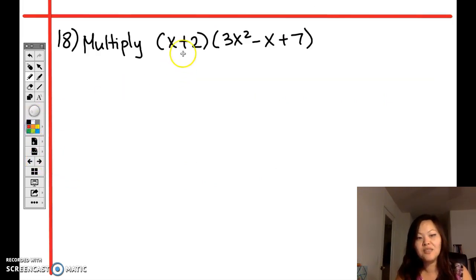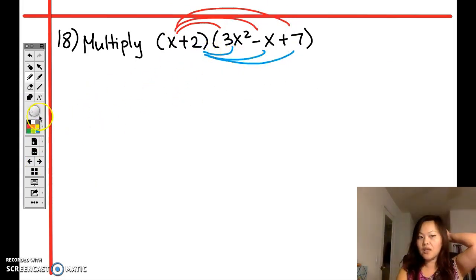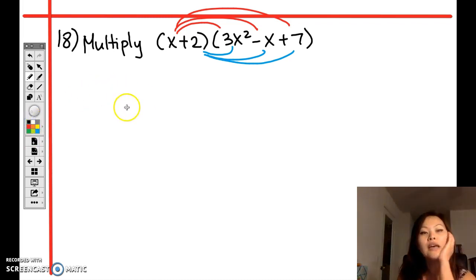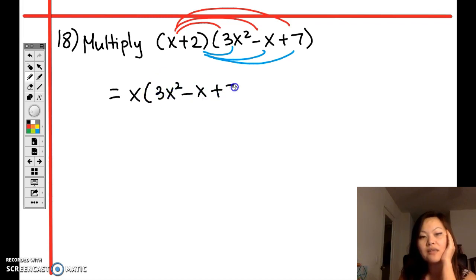18, another super easy one. You multiply like this, like that, and then don't forget to multiply like this, like that. Okay, so an easy way to write this out is x times all of the stuff in the back: 3x squared minus x plus 7. That would be the red marker.